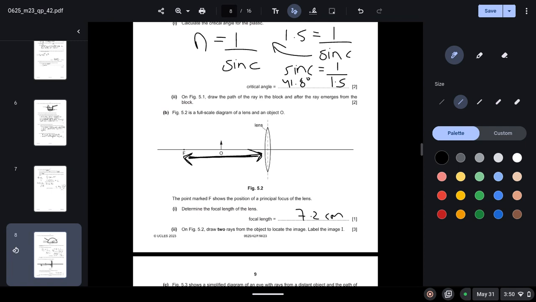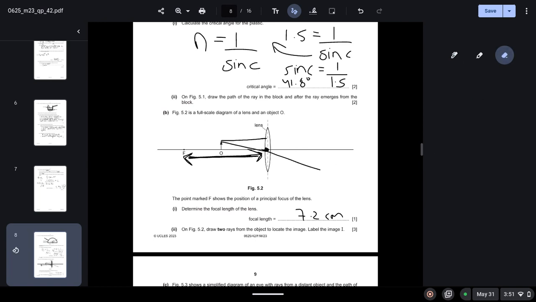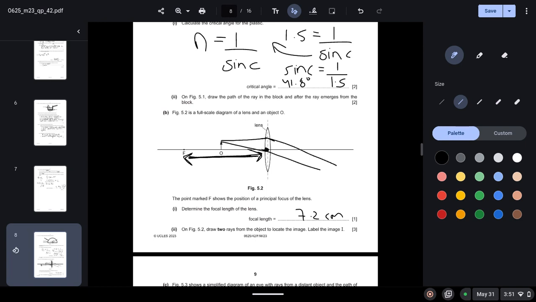On figure 5.2, draw two rays from the object to locate the image. Well, this is the standard way of finding out the image of the object. So we make two rays, one through the top of the object and one through the center of the lens, which is this point. So these two will be parallel and they will meet somewhere over here. Somewhere over here the image will form. So this will be your image.